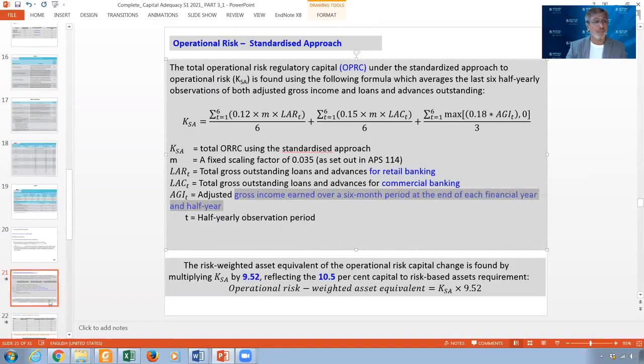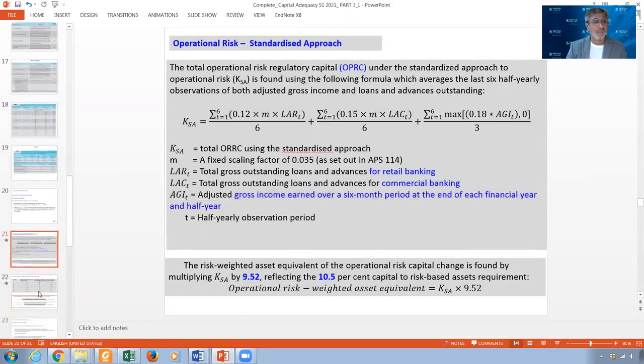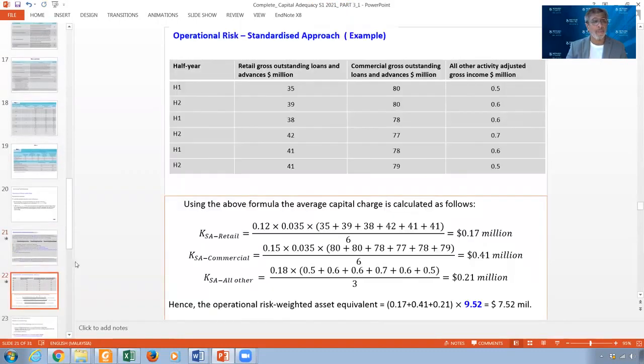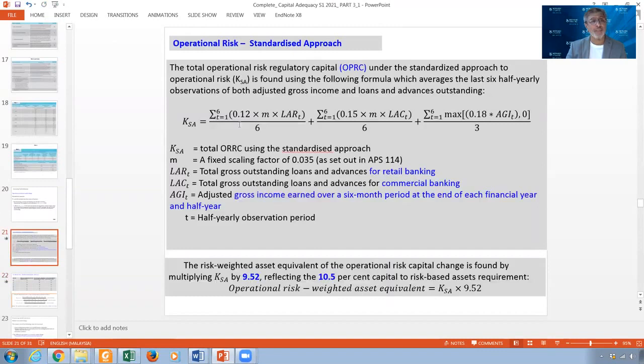And then you have to take it for 6 months. As you can see, this will be given. So you have to take this is 12% for the retail banking, 15%. You have to use it for all banks, the same thing, 15% for commercial banking and 18% for retail banking.